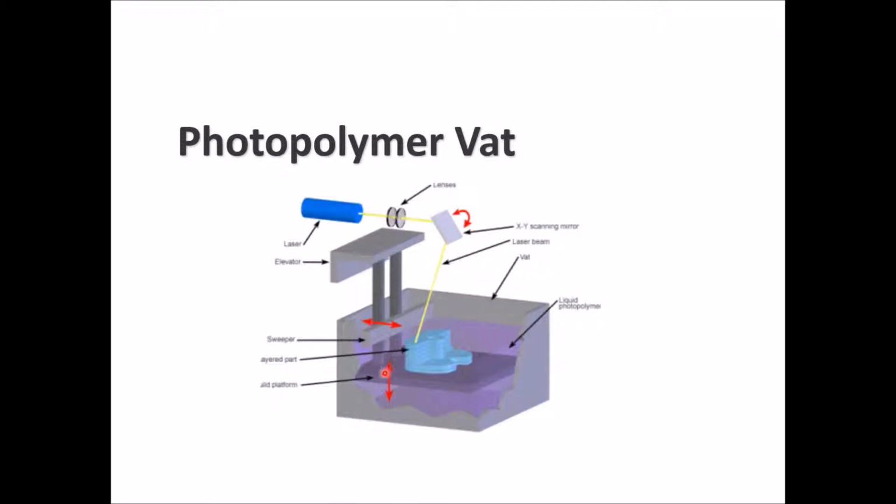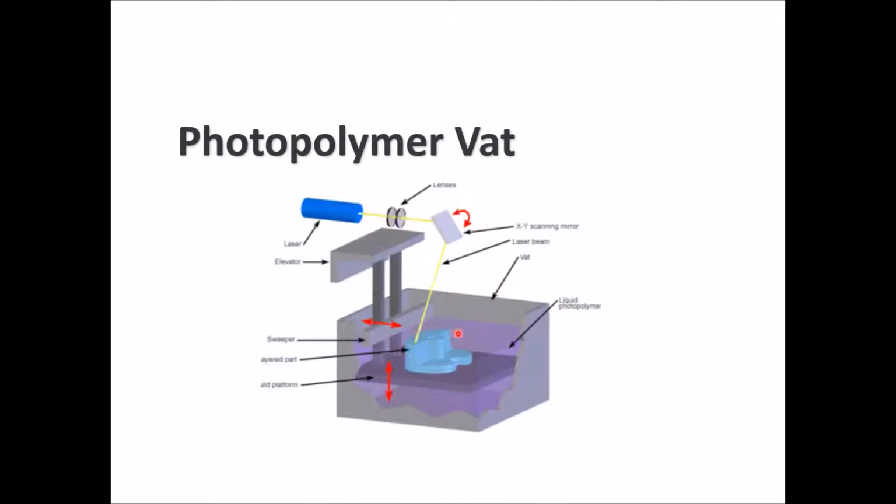XY scanning mirror will reflect the light on the point that is needed. You have here a sweeper to clean out any kind of debris or dirt on the printing surface. Then you have the layered parts, where you can see the layers already built over each other for the part. And you have the base of the platform that lowers each time a layer is finished.